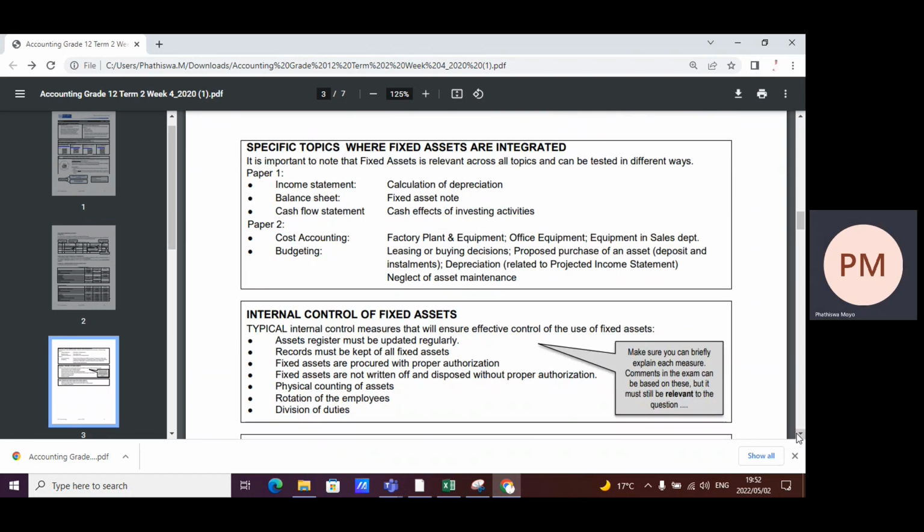So specific topics where assets are integrated. Income statement is the calculation of depreciation, the asset disposal, and then balance sheet is the fixed asset note, the asset disposal, meaning the profit or loss on asset disposal. Then cash flow, the effects on investment activities. Paper 2, cost accounting, factory, property, plant, equipment, and then budgeting, leasing, and buying decisions.